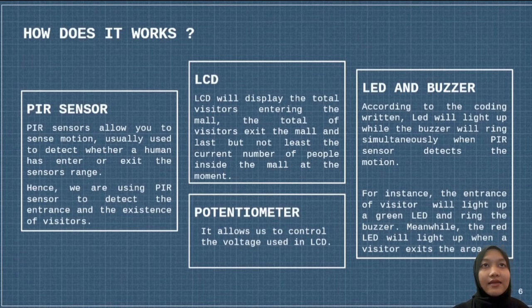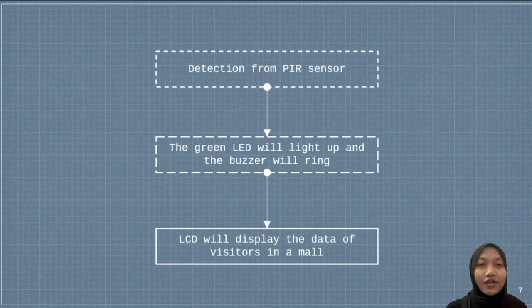And then, the LED and buzzer will function according to the code written. The LED will light up while the buzzer rings simultaneously when the PIR sensors detect motion. For instance, the entrance of a visitor will light up a green LED and ring the buzzer. Meanwhile, the red LED will light up when a visitor exits the area. The flow is first detection from the PIR sensor, and then the green LED will light up and the buzzer will ring, and lastly, the LCD will display the data of visitors in the mall.